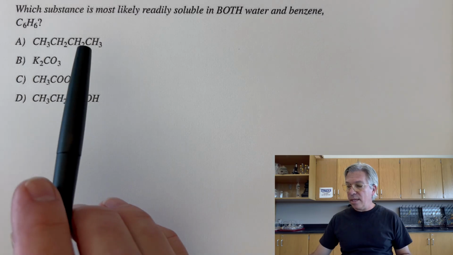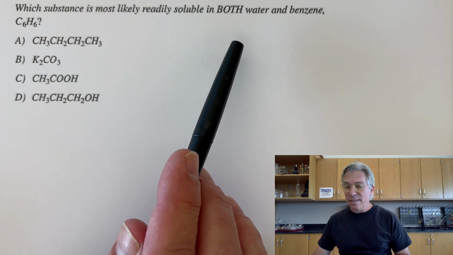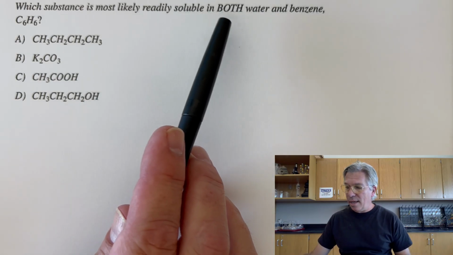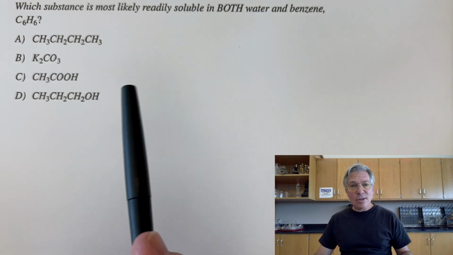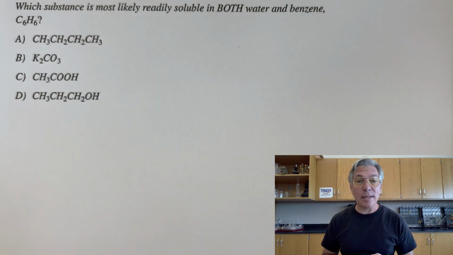Which substance is most likely readily soluble in both water and benzene, C6H6? So I got a polar and a nonpolar. Is there a molecule here that is kind of nonpolar but also kind of polar? Take a moment, pick your guess.